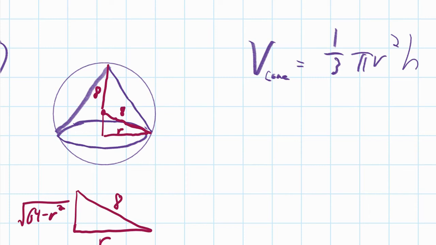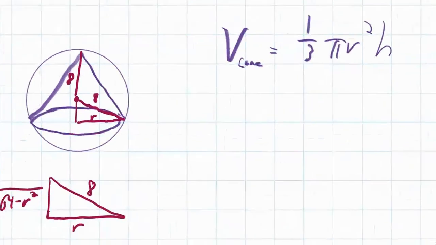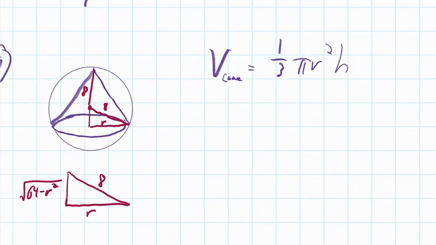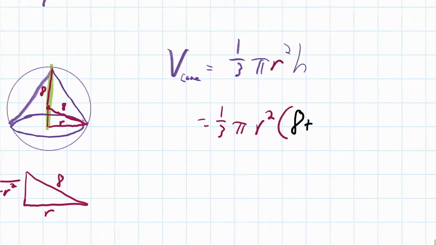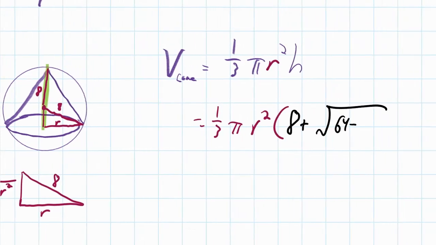So we're going to come back to the volume of this. The volume of the cone, we're going to leave it entirely in terms of r, is 1/3 pi r squared. And then the height is this whole thing, which is going to be 8 plus root 64 minus r squared. So that's a little tricky to think about, that's what's going on with this, but we can do it.